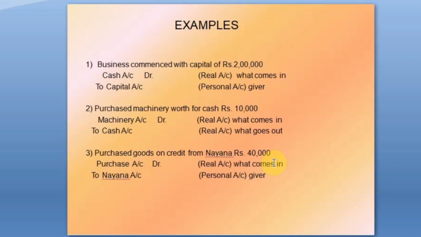So moving to the next example, purchased machinery for cash rupees 10,000. Here machinery is purchased and it is coming into the business and cash is going out of the business. So the accounting entry will be machinery account debit to cash account. Now moving to the next example, purchased goods on credit from Naina rupees 40,000. In this case, we have purchased some goods and goods are coming into the business, and who is the giver? Naina is the giver. So, the accounting entry will be purchase account debit to Naina account.